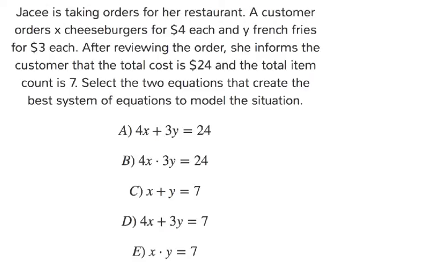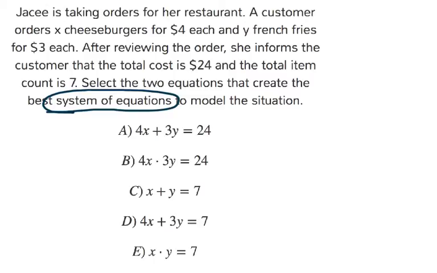All right, we have a systems of equations problem here. Luckily it's linear, so we can work with that. So we're trying to build a system of equations, and that is just two equations where we have the same variables. In this case, they are x and y. Let's read through and highlight what's important here.